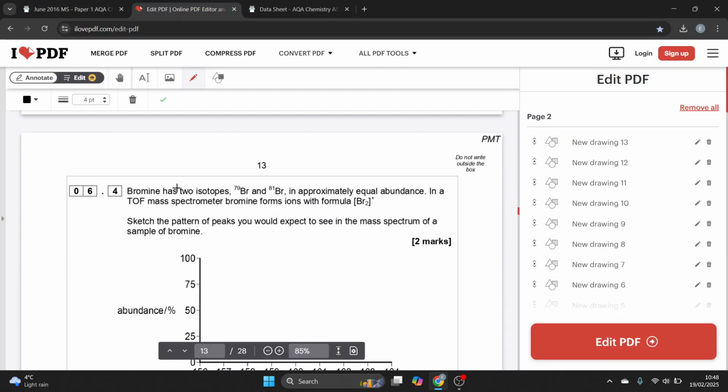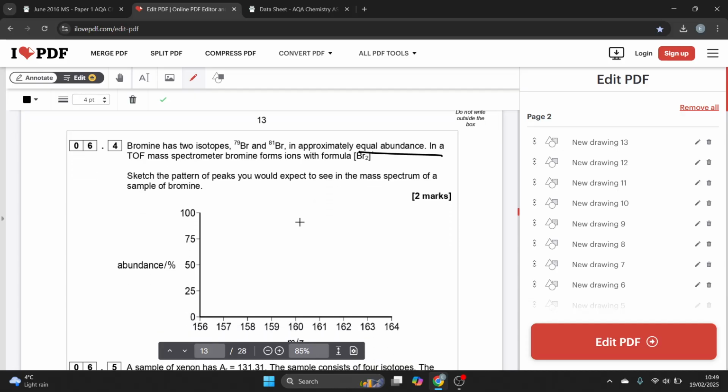Question 6.4: bromine has two isotopes, approximately equal abundance. Sketch the pattern of peaks you expect to see in a mass spectrum of a sample of bromine. Now this one's a really challenging question in my opinion, for 2 marks. So what I would do is, if I've got 79 and 81, what are all the possibilities I could have? I can get 79, 79, obviously Br2, and I can have 81, 81, and 79, 81, and everything else would just be repeating myself.